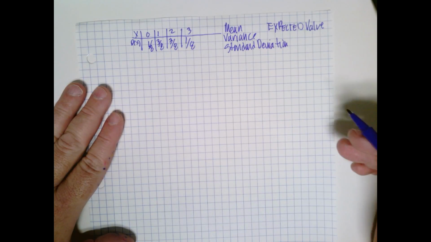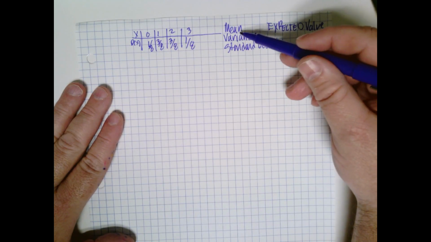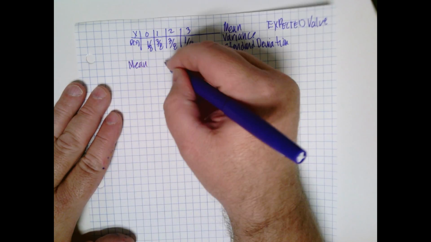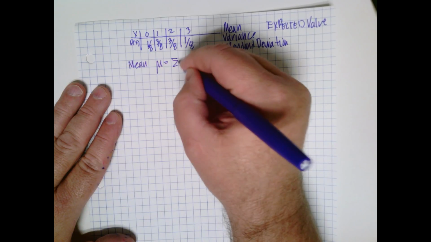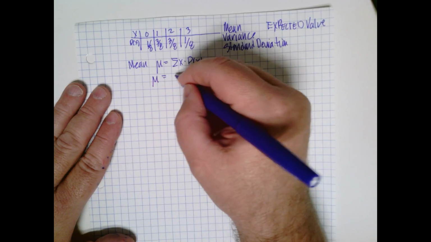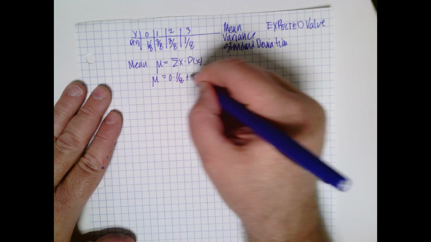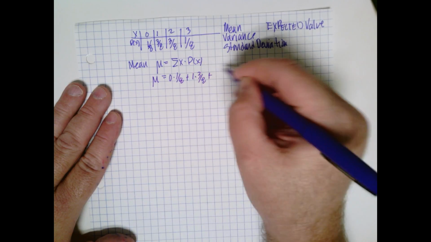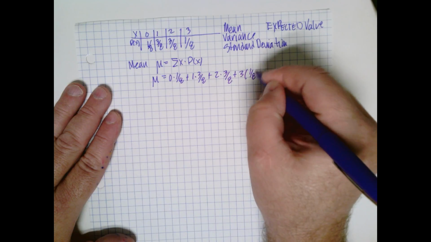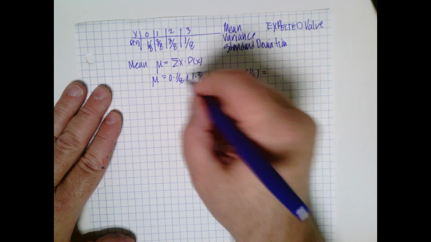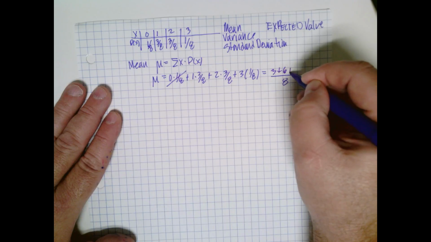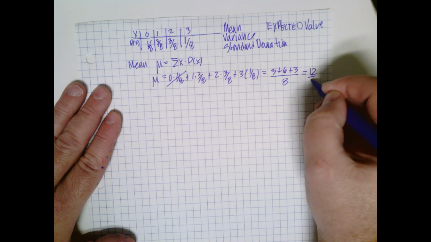Alright, so now with our table, we're going to do mean, variance, standard deviation, expected value. So the mean is given by mu is the sum of the random variable times its corresponding probability. So for this example, our mean would be 0 times 1/8 plus 1 times 3/8 plus 2 times 3/8 plus 3 times 1/8, which gives us, that one goes away, common denominator of 8. We get 3 plus 6 plus 3, which is 12/8.